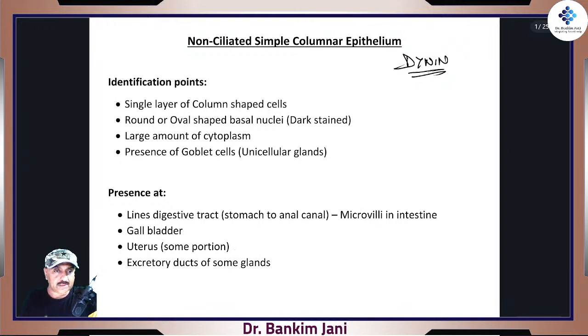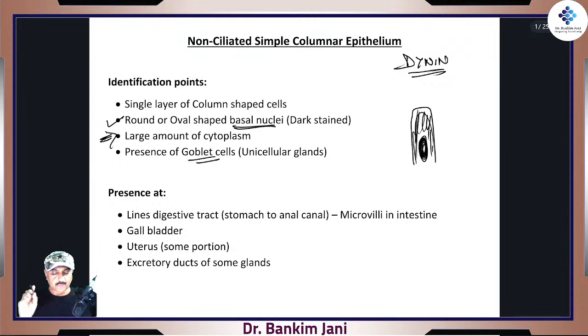This is non-ciliated. So this is non-ciliated simple columnar cells. Here we'll be watching that these are columnar, with a big elongated nucleus. So this will be round or oval shaped basal nuclei, dark stained, with a large amount of cytoplasm. We'll be able to watch their surrounding part, the big ones. And there might be goblet cells present, in a single layer of column shaped cells.